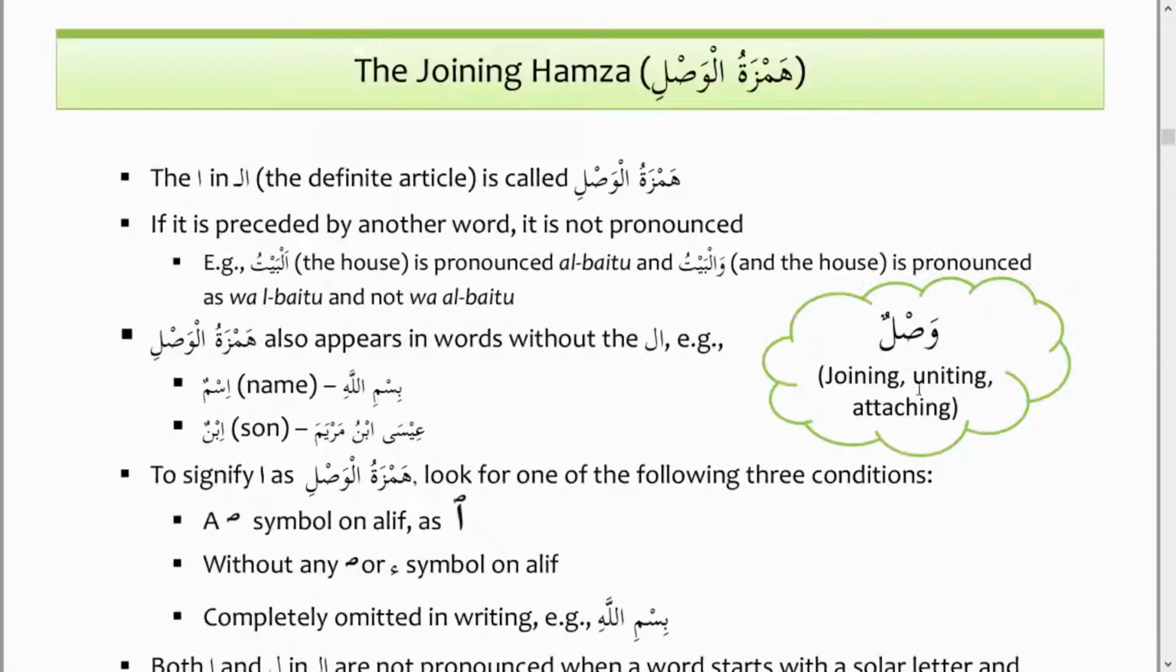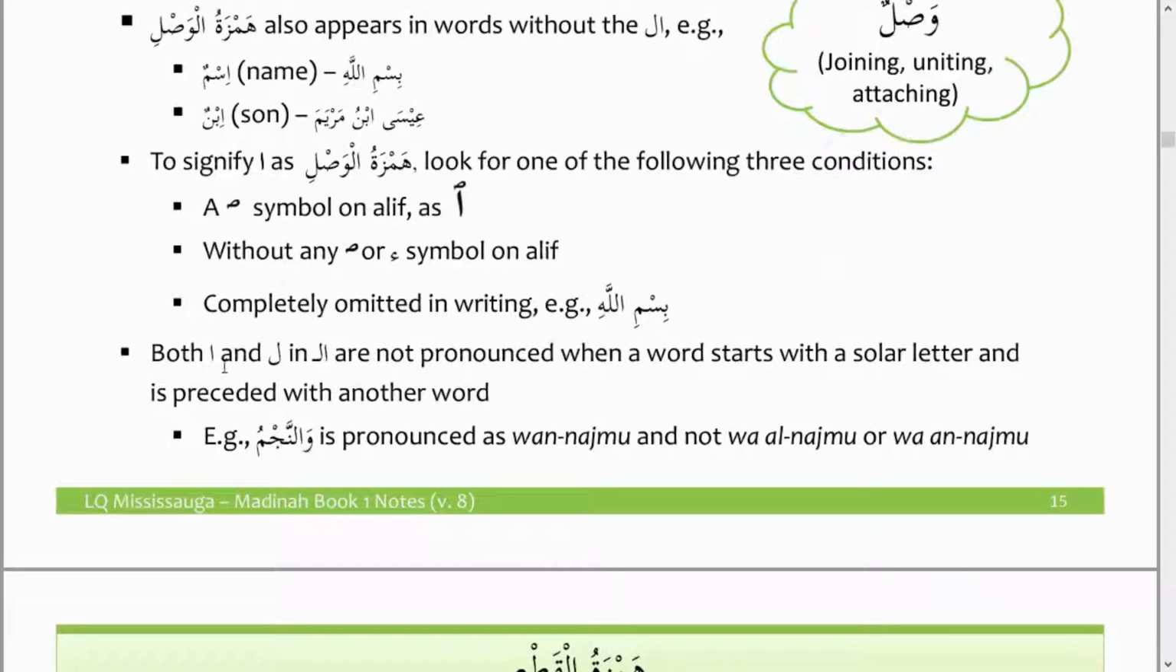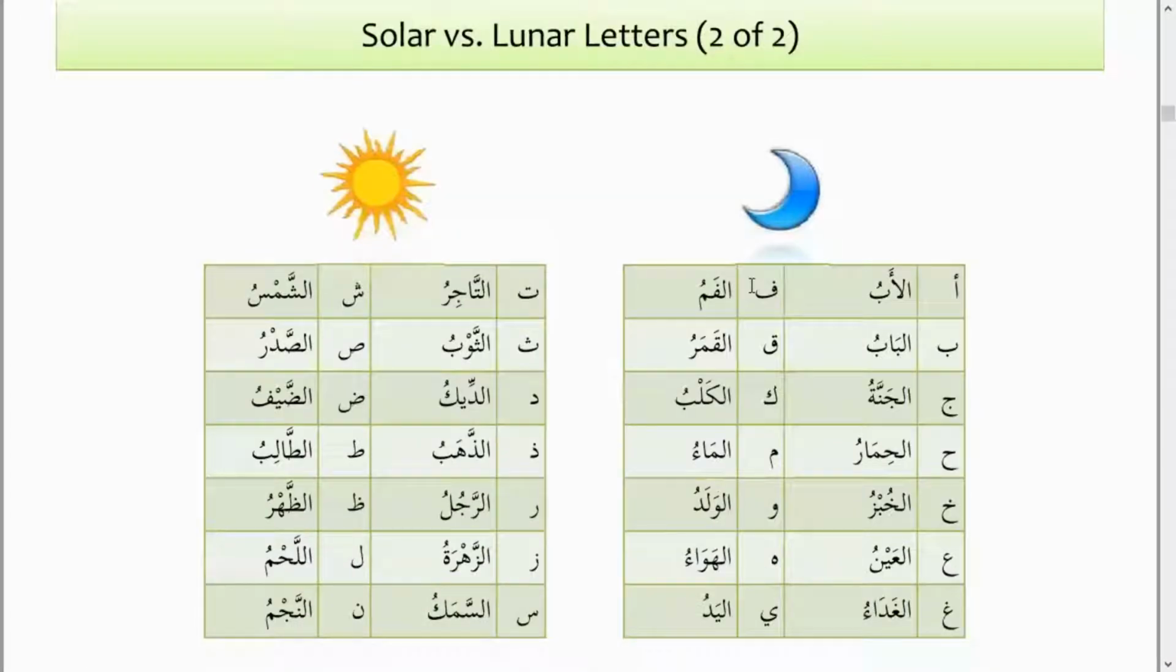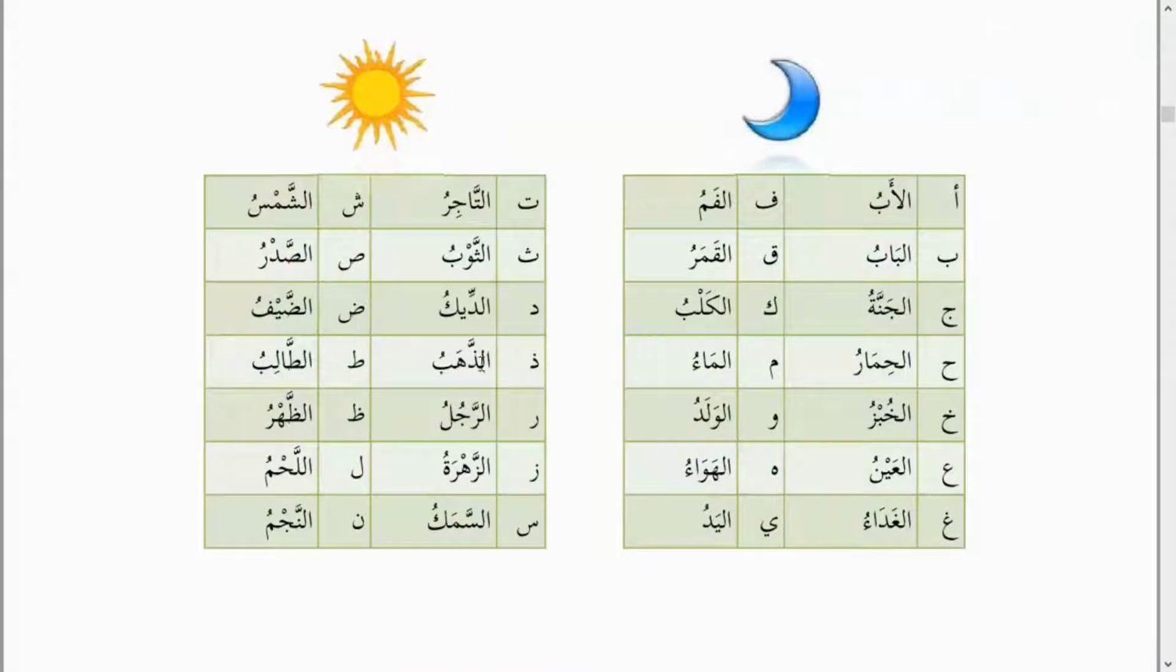Wasl means joining, uniting, attaching. Both the Alif and Lam in Al are not pronounced when a word starts with a solar letter. If you remember, we learned solar letters and lunar letters in lesson number 2 or 3. With solar letters, the Hamza is also not pronounced and the Lam is also not pronounced, if something comes before it. Wa tajiru, wa thawbu. See, I'm directly jumping to the letter ta. I'm totally not reading the alif and the lam.